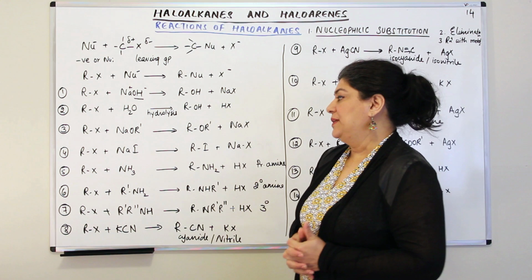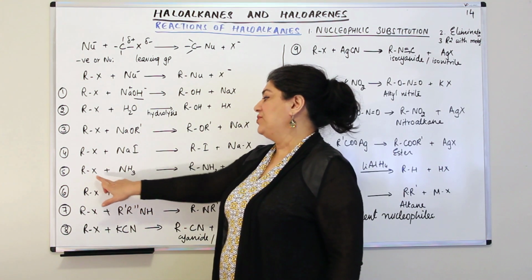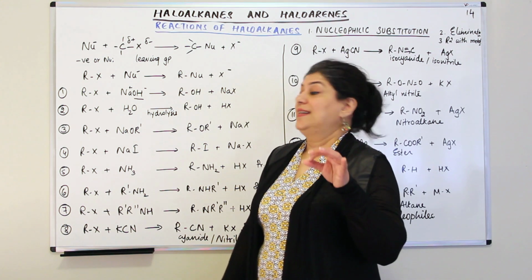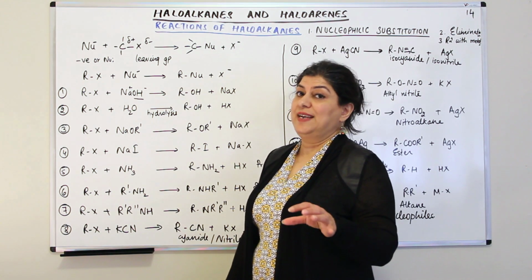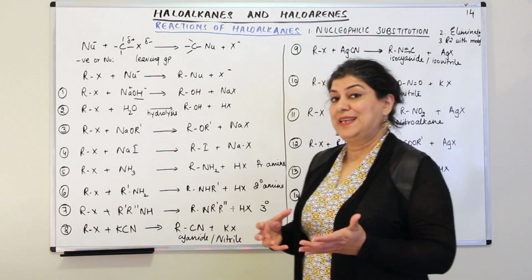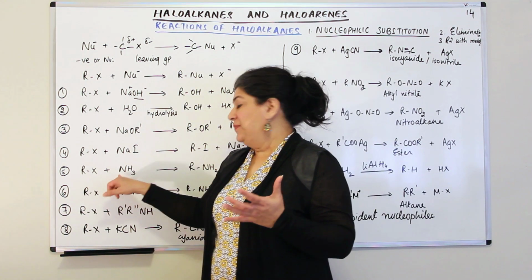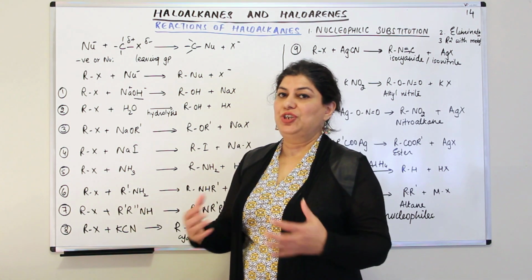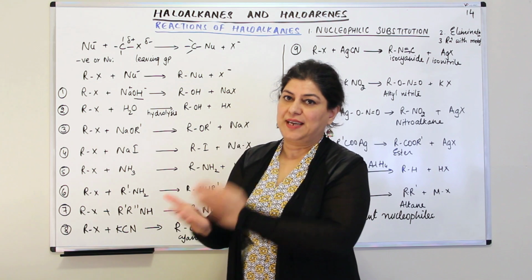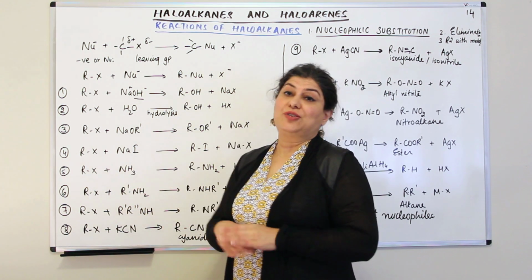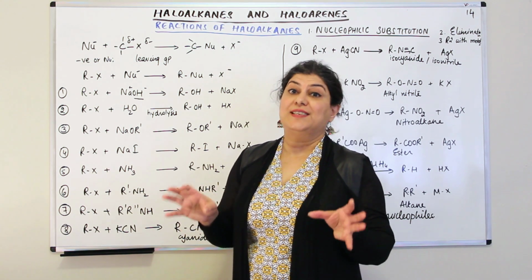The fifth example is where you take the haloalkane and make it react with ammonia. Reaction with ammonia is important in the sense that it is a very interesting reaction. It does not take place in just one step. It takes place in more steps. If you continue the reaction, the primary, the secondary and the tertiary amines can all be obtained by this. And this method is known as the Hofmann's ammonolysis method.